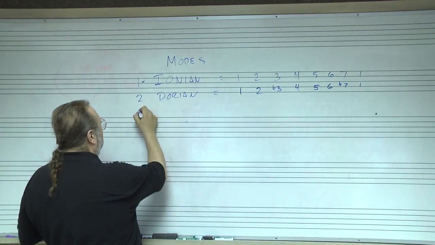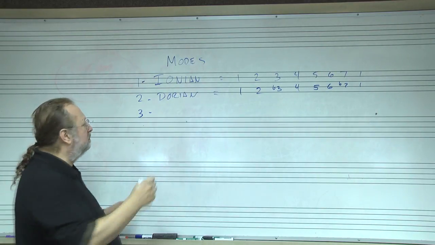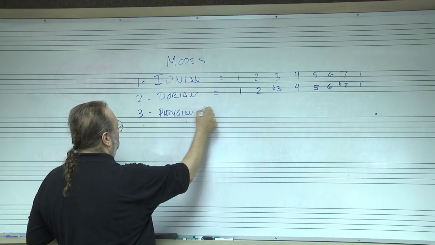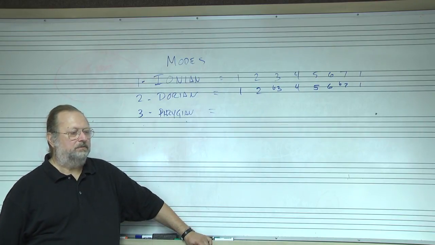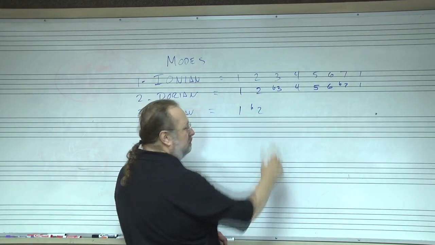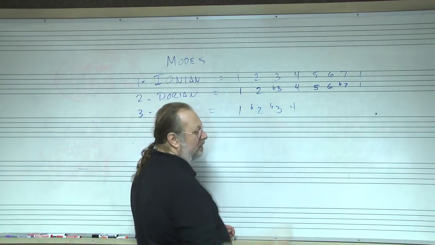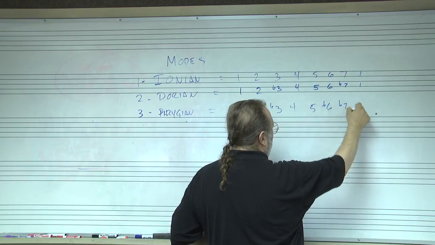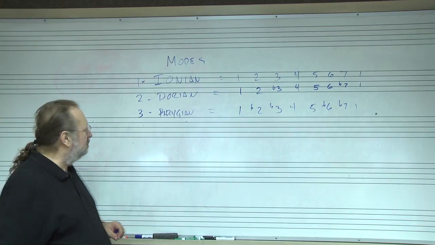Okay, after the Dorian, we have the Phrygian mode. Do you know the formula for Phrygian? Flat 2. Good. 1, flat 2, flat 3, 4, 5, 6, flat 7, 1, all right. Okay, so what's after Phrygian? Lydian.